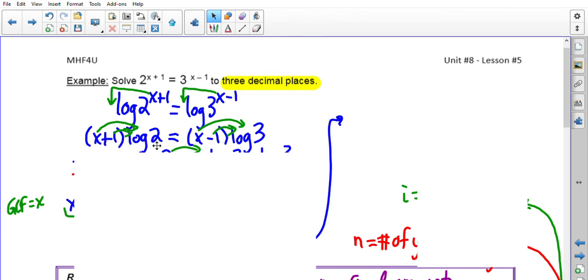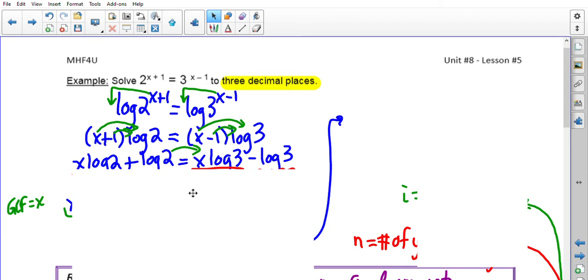Next, because this is multiplication, the tricky part here is that you want to try to get x on its own. The only way that you can get x on its own when it appears in two different product pieces is that we're going to have to expand this out and then collect our like terms with x. So we're going to do x times log 2 plus 1 times log 2 equals x times log 3 minus 1 times log 3. So we get x log 2 plus log 2 equals x log 3 minus log 3.